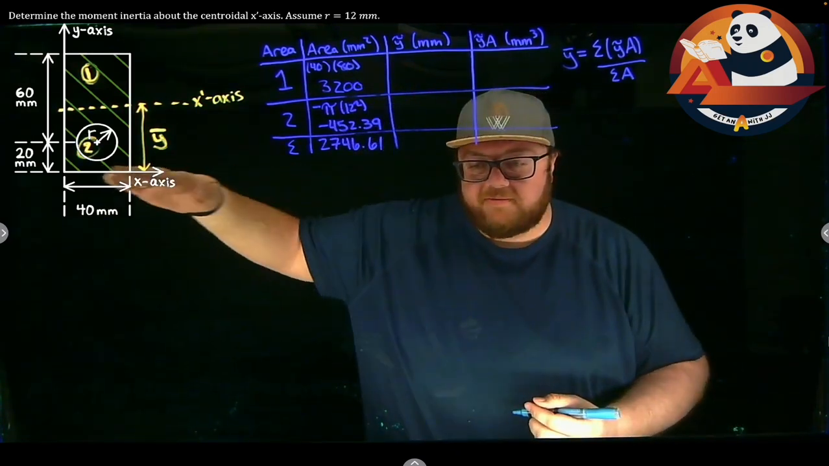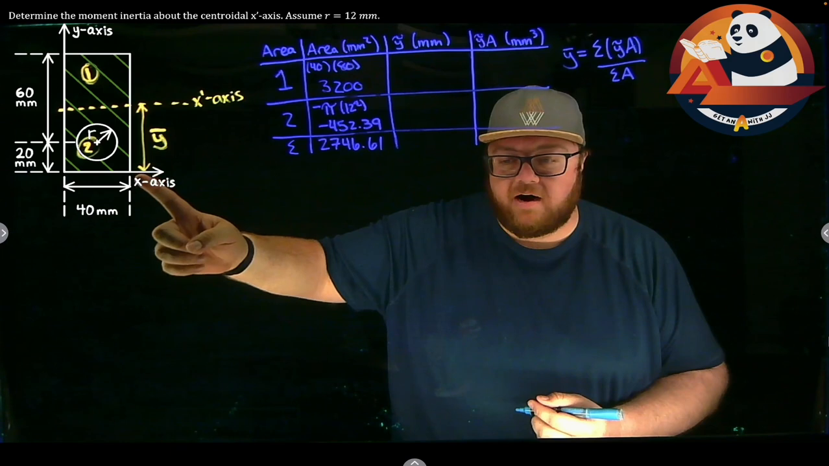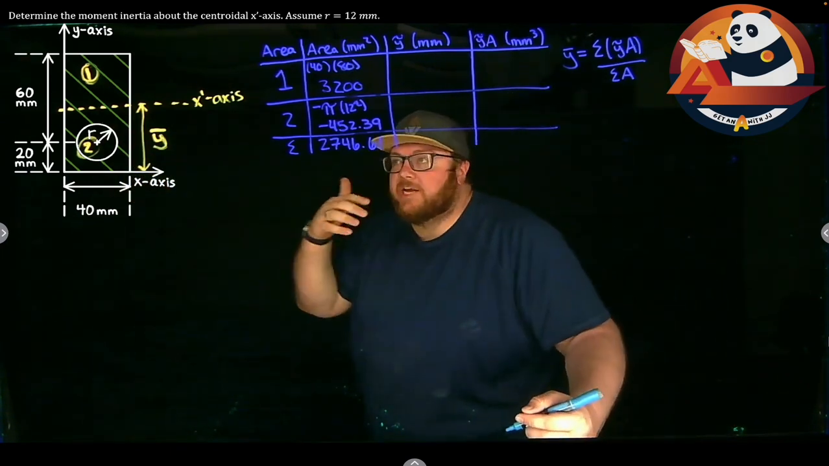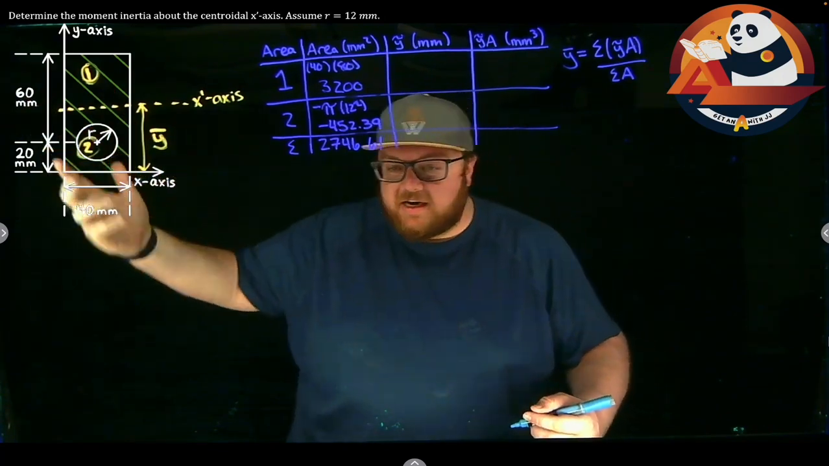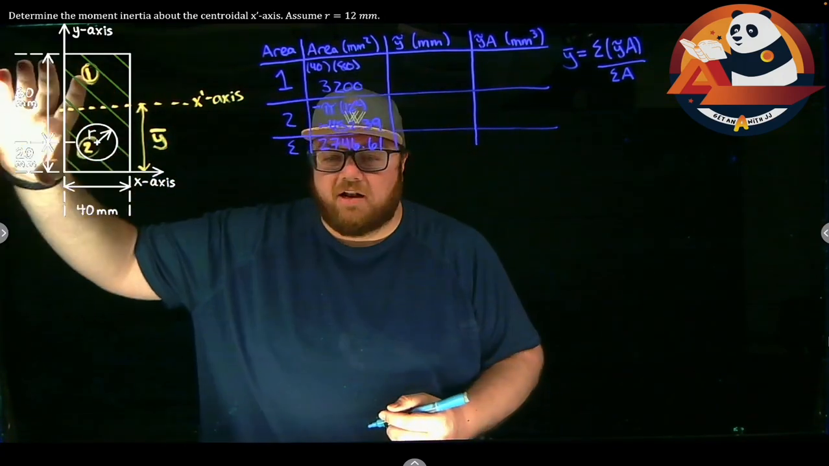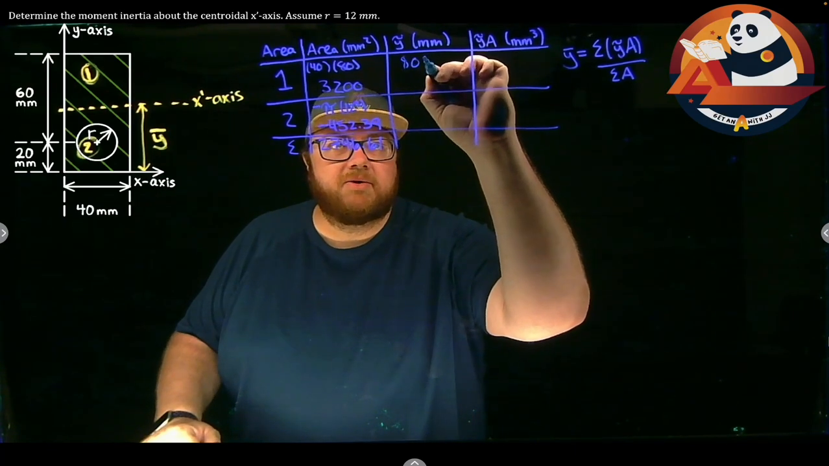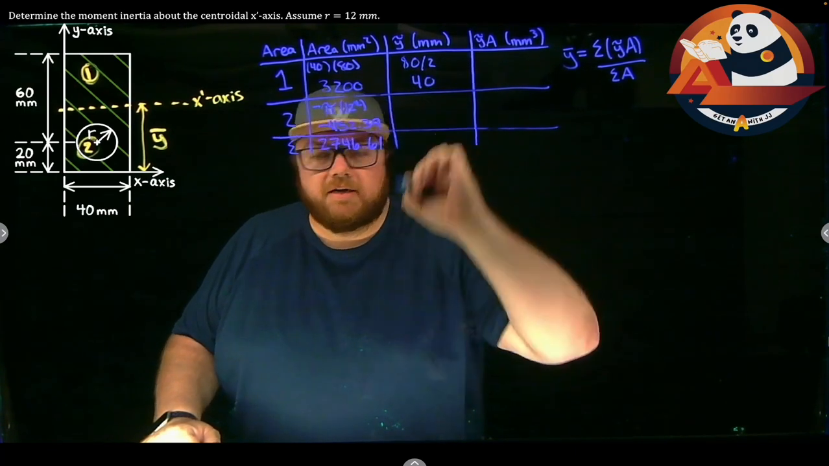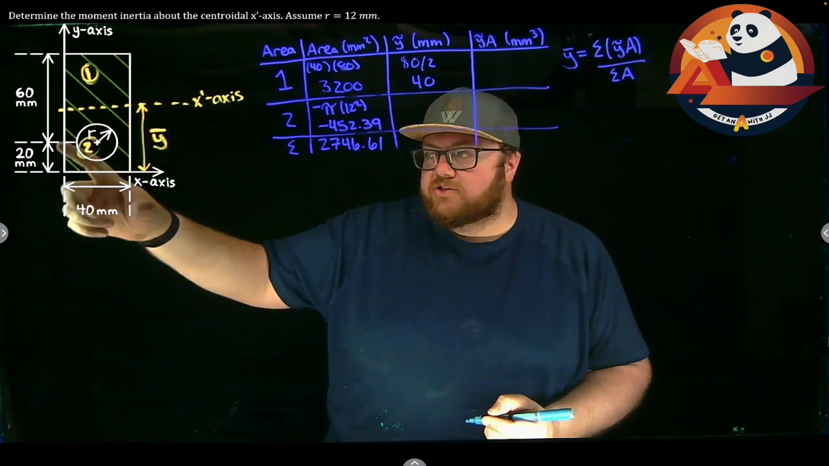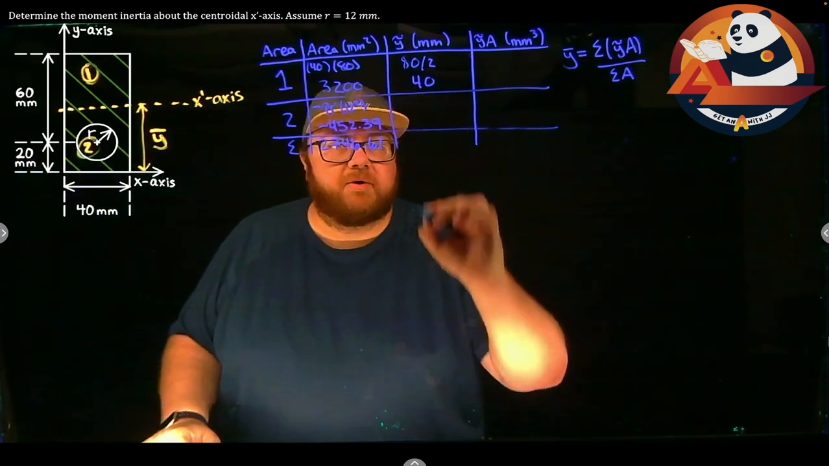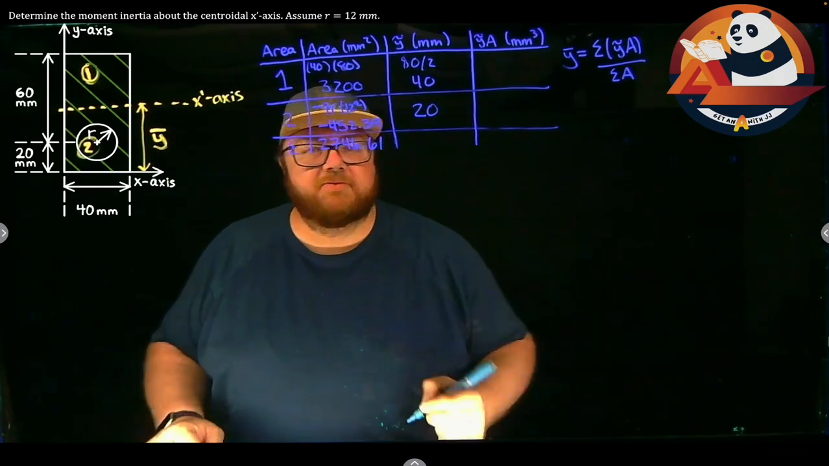Then we can start getting my y tilde values. What's my distance from the x-axis, where I'm measuring y bar from, to the centroid of each individual piece in here? So shape 1 is a rectangle. To get to the centroid of it, I would just need to go to the very middle of it. If the entire thing is 80 tall, 80 divided by 2 is 40. For the circle, we need to just measure to the very center of it, and we're given that dimension. It's just 20.